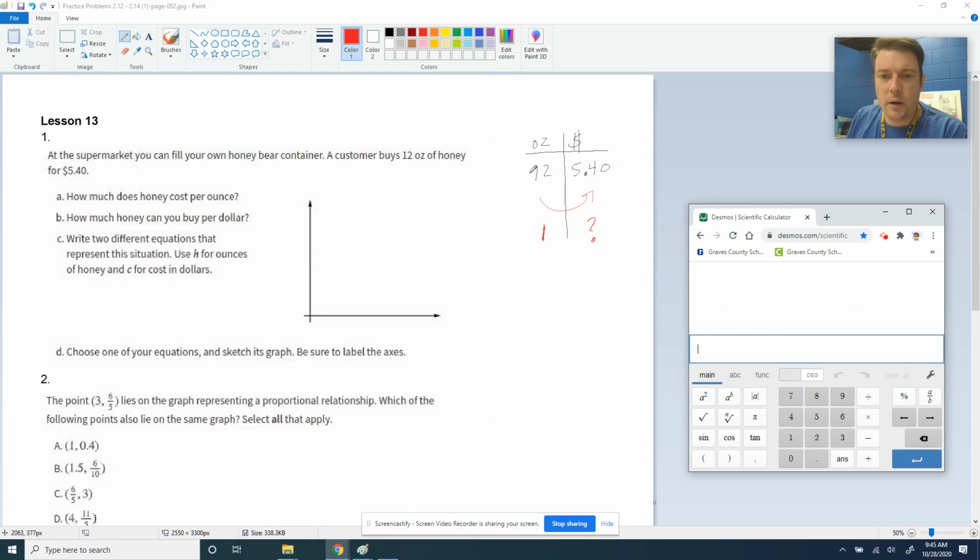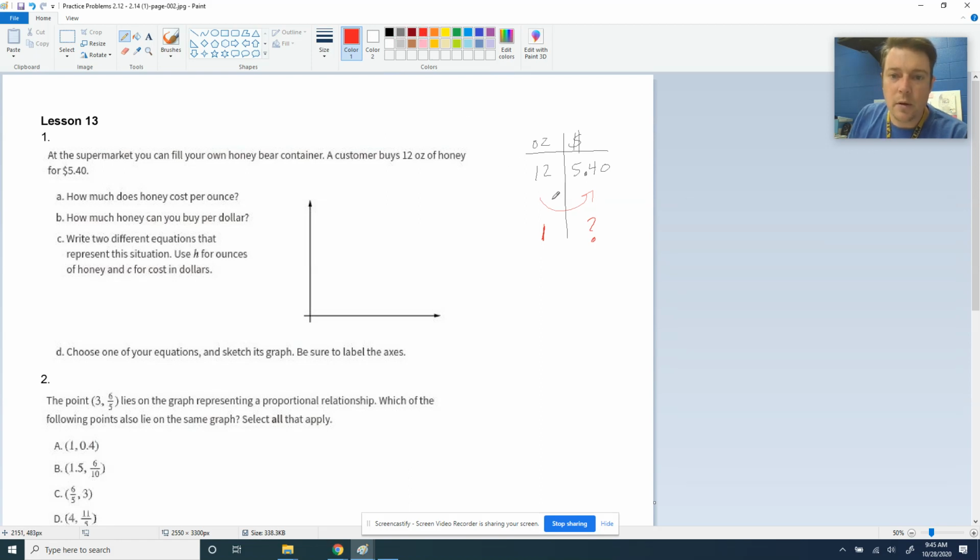I'm going to do 540 divided by 12. So 5.4 divided by 12. That gives me 45 cents. So I'm paying 45 cents an ounce. So 0.45 is the number that I'm going to have here. I'm multiplying by 45 cents per ounce. And that gives me my answer for this one, 0.45.